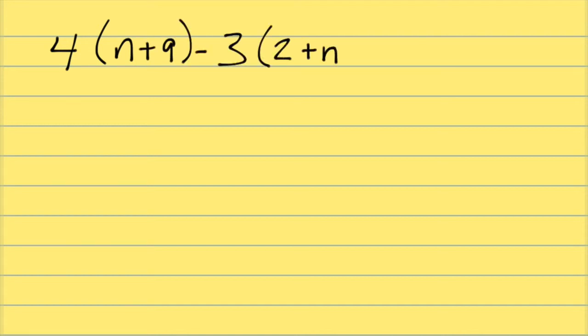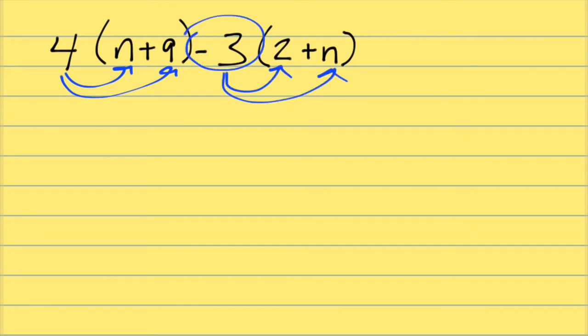We could also combine this with the distributive property. In example 4, you have 4 times n plus 9 minus 3 times 2 plus n. So the first thing we need to do is distribute each set: the 4 over the n plus 9 and the -3 over the 2 plus n. Make sure you take the negative with it because it's subtracting that whole thing.